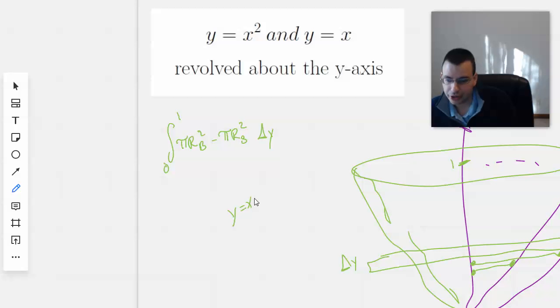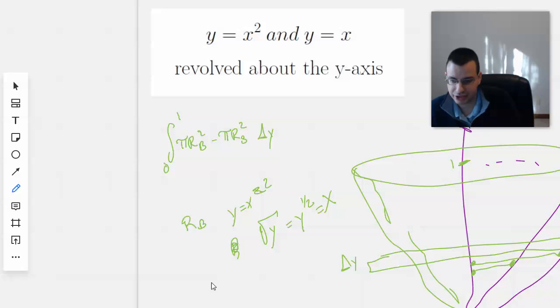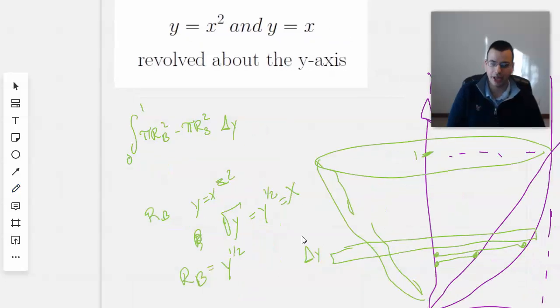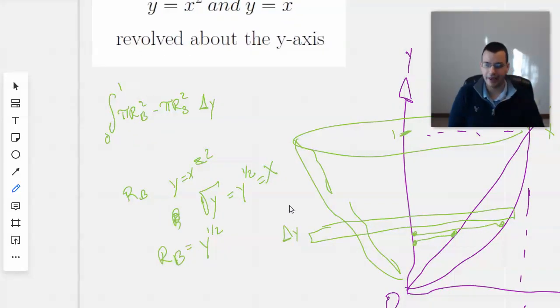So we have y equals x squared. So R big equals x squared, but we want it in terms of y. Finding it in terms of y, the square root of y, which is y to the 1/2, equals x. So R big equals y to the 1/2. And your thought process is, why can't we use x squared instead of y? Why do we need y instead of x? That's because we're integrating in the y direction.